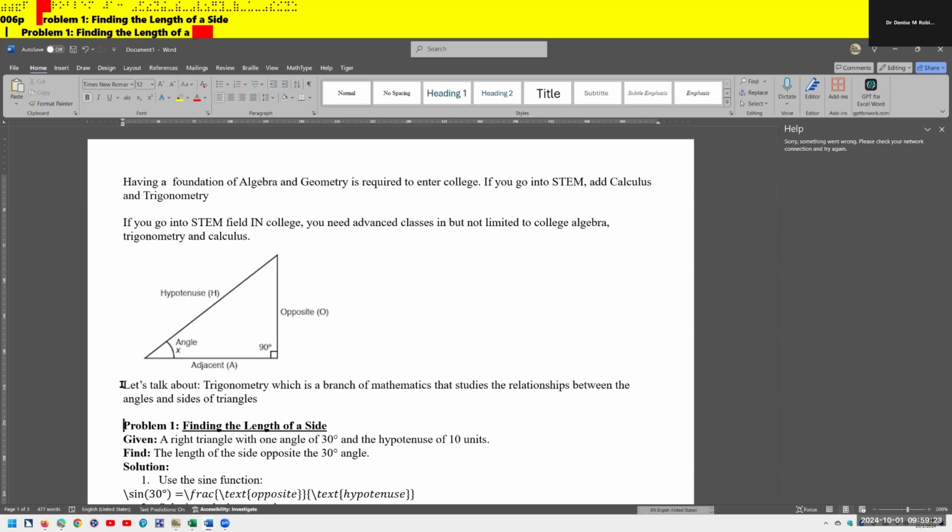Angles blank. Problem 1. Finding the length of a side. Okay, that's what we're going to do. Given a right triangle with one angle of 30 degrees and a hypotenuse of 10 units, find the length of the side opposite the 30 degree angle. That's what we're going to do. Solution. Level 1. 1. Use the sine.